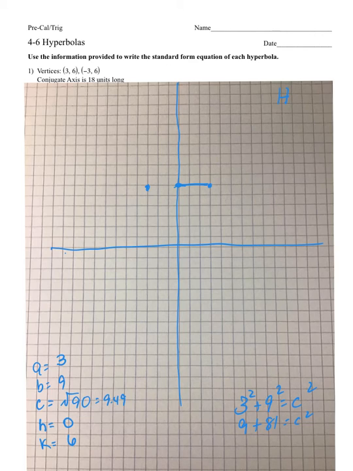So since we know it's horizontal, we know the x goes first. So it's x squared, and then the y goes second, and that would be y minus 6 squared, and we know it's equal to 1. And the a squared always goes below the positive guy, and the b squared goes below the negative guy. So that is your equation, and that's all you have to do on those, is find those equations.